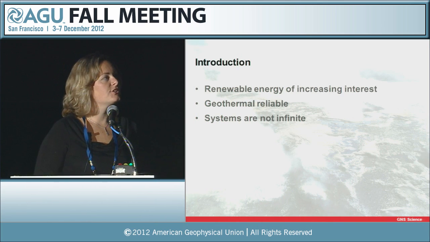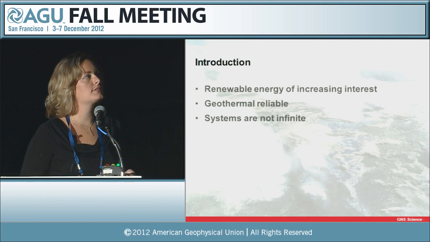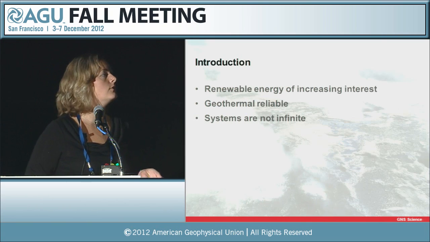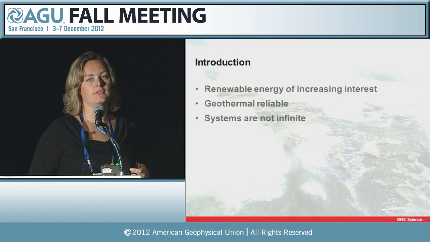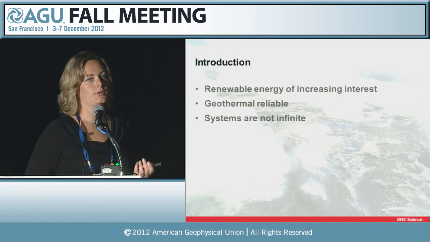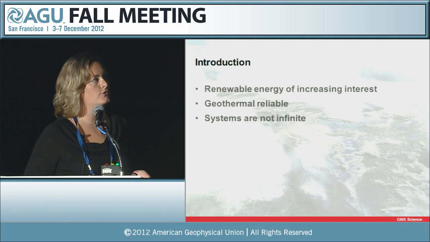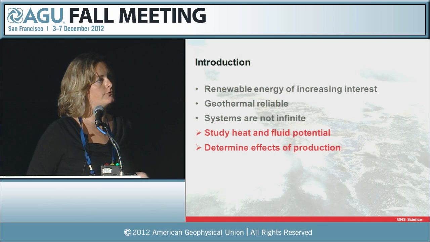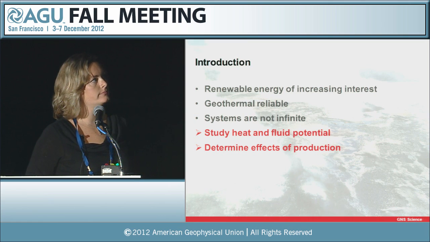So renewable energy is of increasing interest around the world, and geothermal, where it's available, has a strong advantage because it's not dependent on the weather. It doesn't need sun or wind or rainfall for hydropower. However, geothermal systems aren't infinite. We only have a certain amount of hot water in each system. And so before using them, we need to look at the heat and fluid potential of a system and what the effects of withdrawing hot water would be.